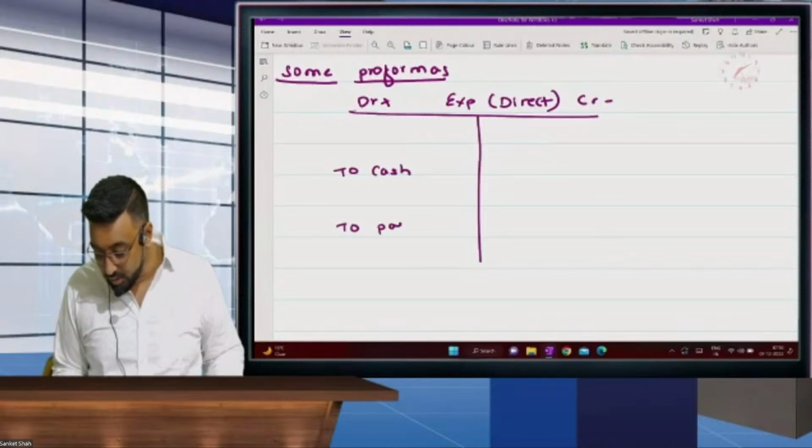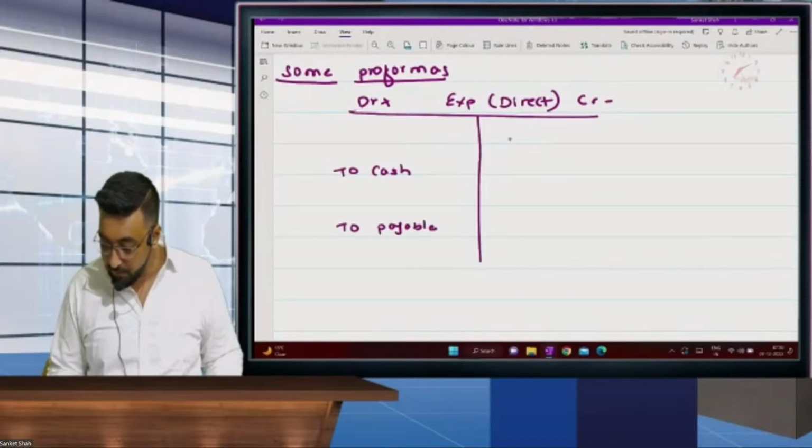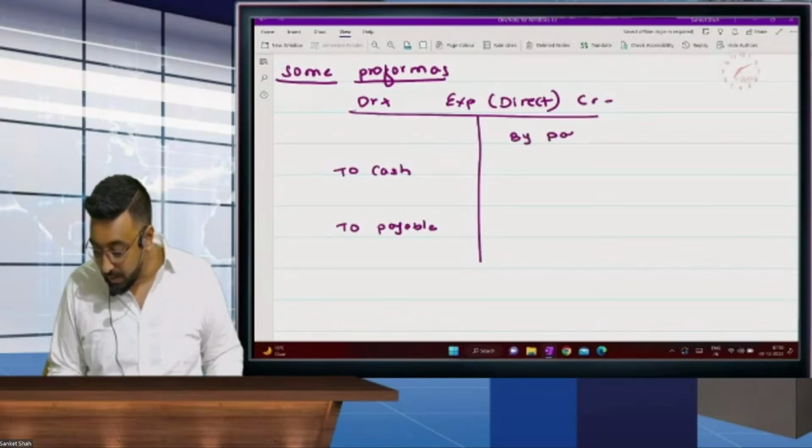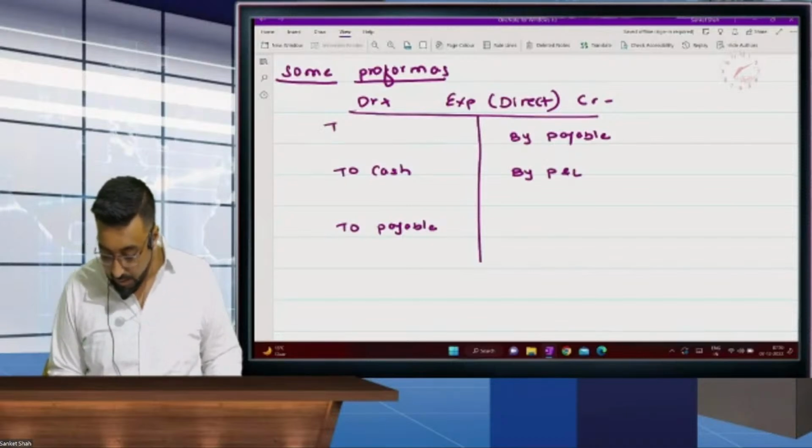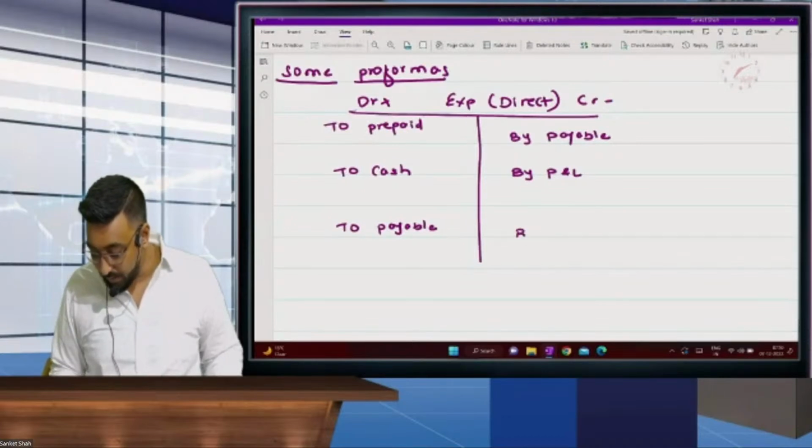Then either it's to cash or it's to payable. Then beta, it is by payable on the first line. Then by P&L, and to prepaid, and by prepaid.